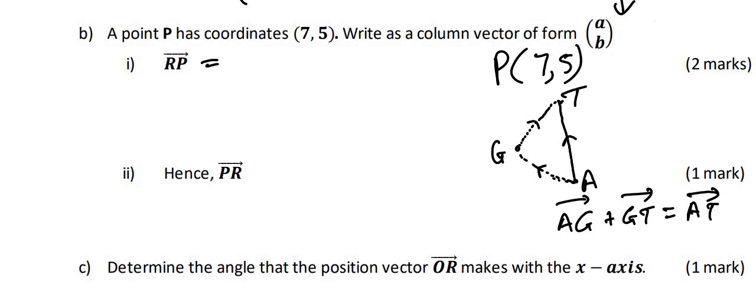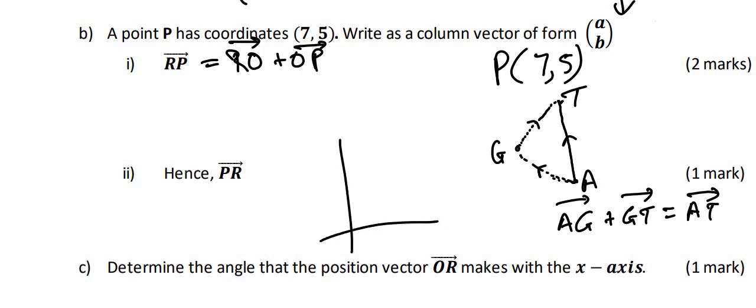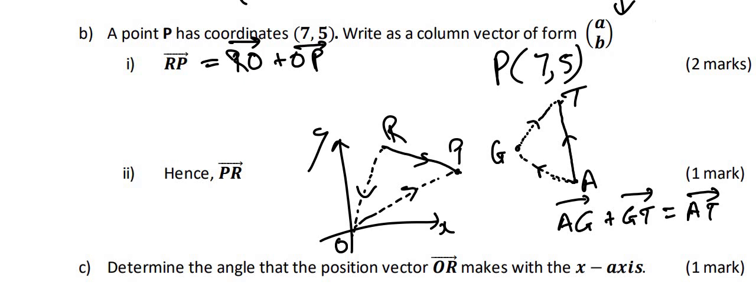We can go from R to O, and then from O to P. So we're now using the origin as our transit point. Meaning, if we have the x-axis, y-axis, and let's say we have point R here and point P here, we want to get from R to P. But instead of going from R to P straight, we'll go from R to O, in other words, to the origin, and then from O to P, to point P.